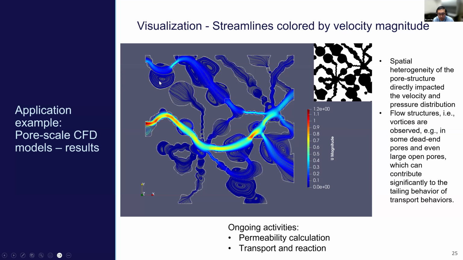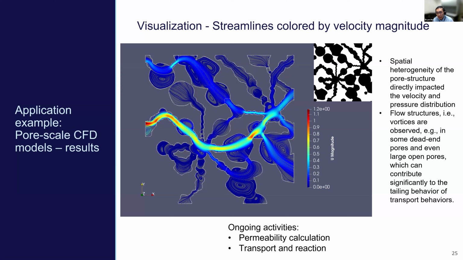So those kinds of vortices can significantly contribute to the long tailing behavior we often see in these breakthrough curves when we do experiments. What that means is basically some, let's say, tracer or solute was trapped by those vortices in single pores or dead end pores, which was released later on into the flow, which then shows as the long tailing of the breakthrough curve.